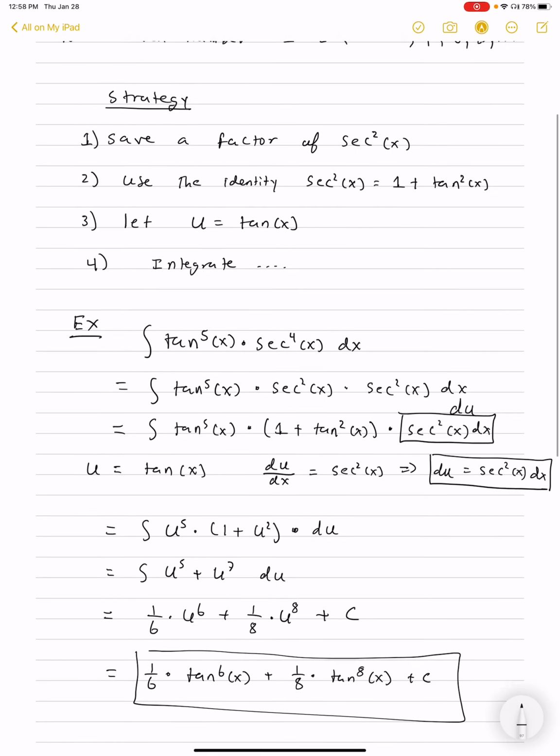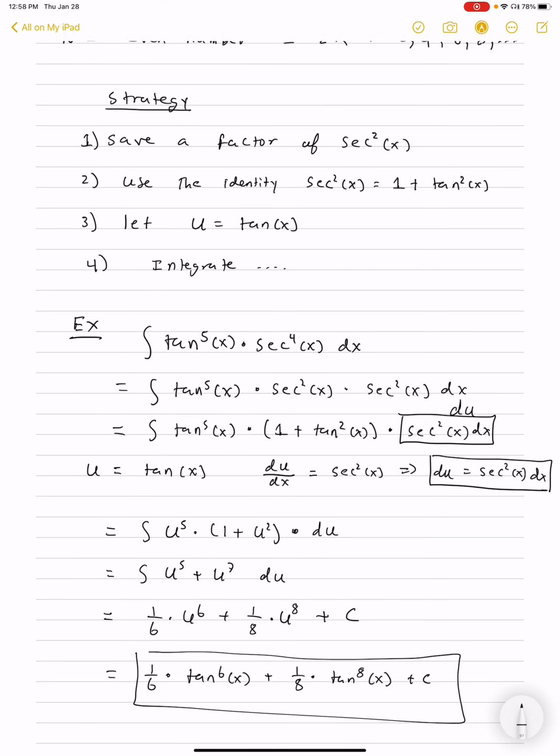So recall, this is our general strategy. As long as the power of secant is even, save one factor of secant squared, use the identity secant squared of x equals 1 plus tangent squared, and then substitute u equals tangent of x. Your resulting integral, with a little bit of effort, should be entirely in terms of u, and you should now be able to integrate it with a little bit of work.